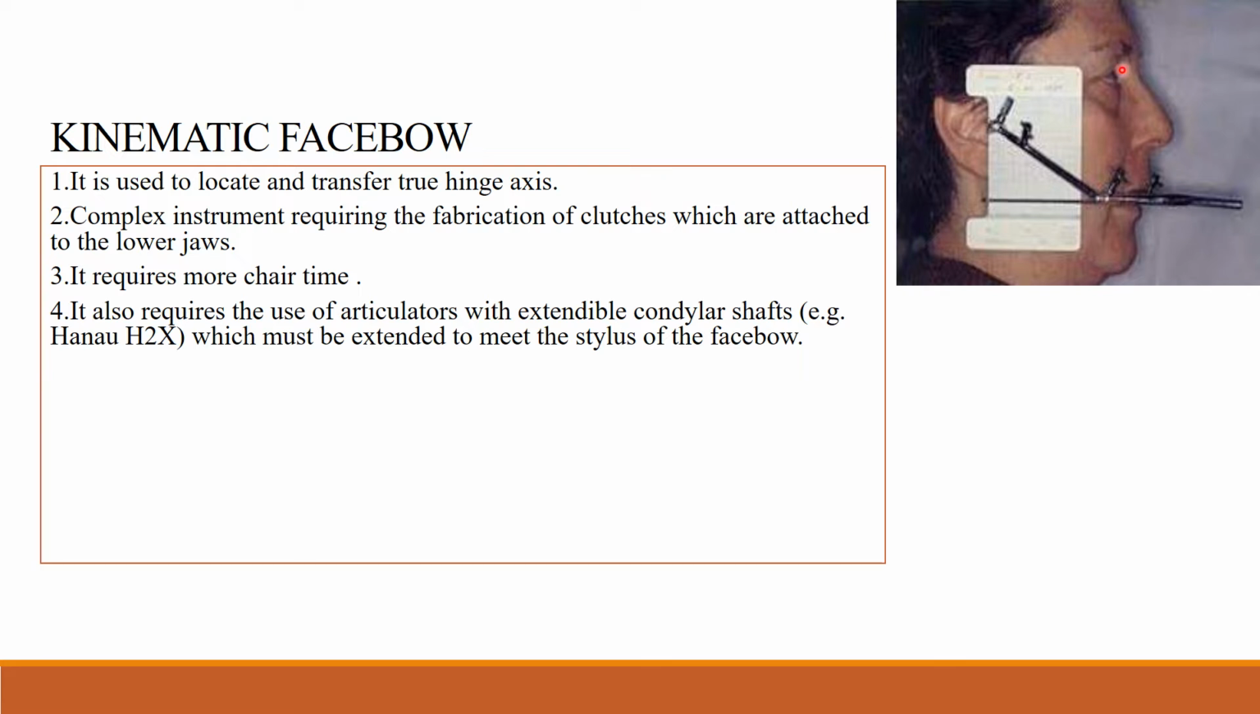Coming to the kinematic type, an example is here. It is used to locate and transfer the true hinge axis. It is a complex instrument requiring the fabrication of clutches which are attached to the lower jaw. It requires more chair time. It also requires the use of articulators with extendable condylar shafts. An example is the Hanau H2X, whose condylar shafts must be extended to meet the stylus of the FACEBOW.